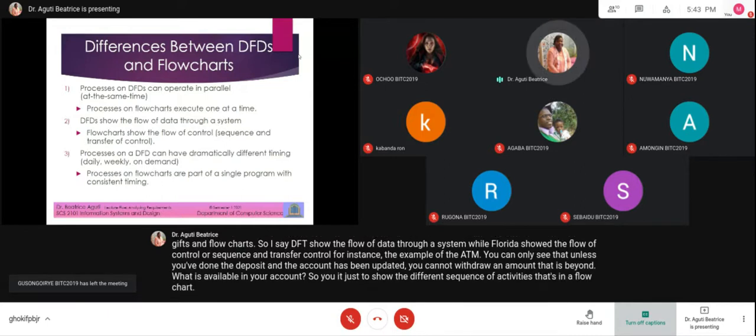Processes on a data flow can have dramatically different timings, daily, weekly, on demand.